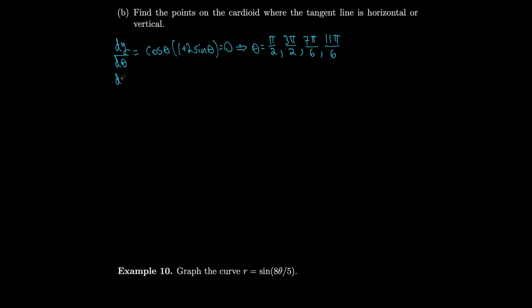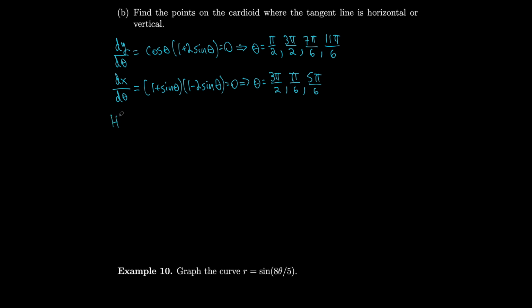For dx d theta, I want to see when that's 0, so that's looking for 1 plus sine theta times 1 minus 2 sine theta, and that'll be when theta is equal to 3 pi over 2, pi over 6, and 5 pi over 6.